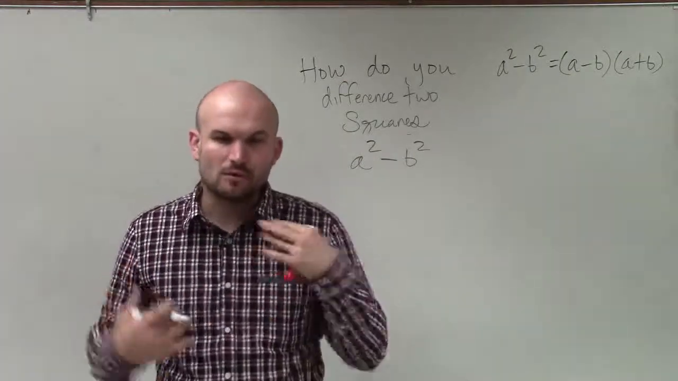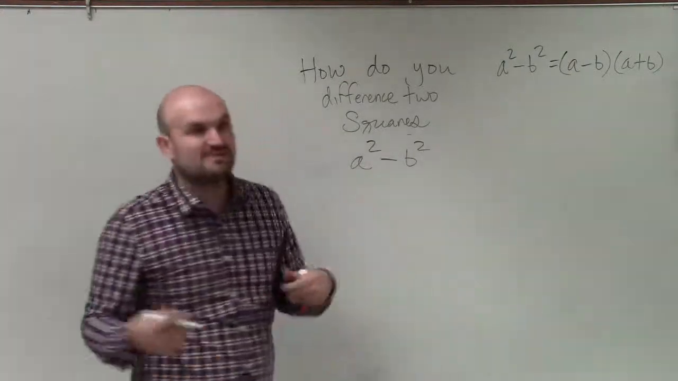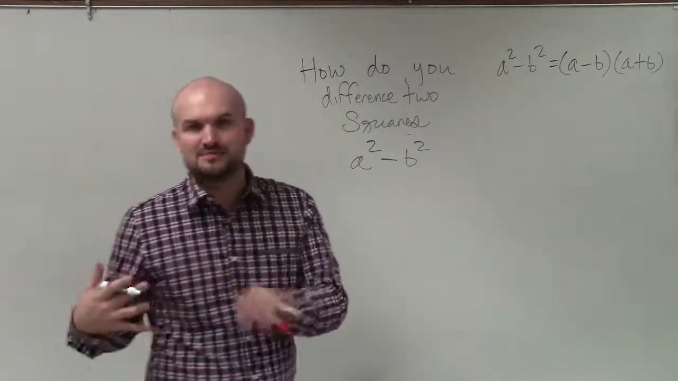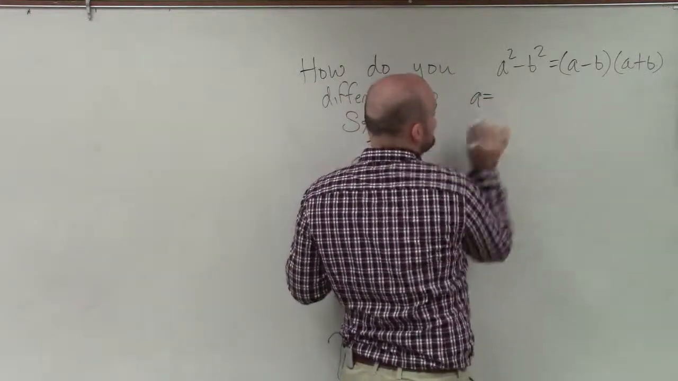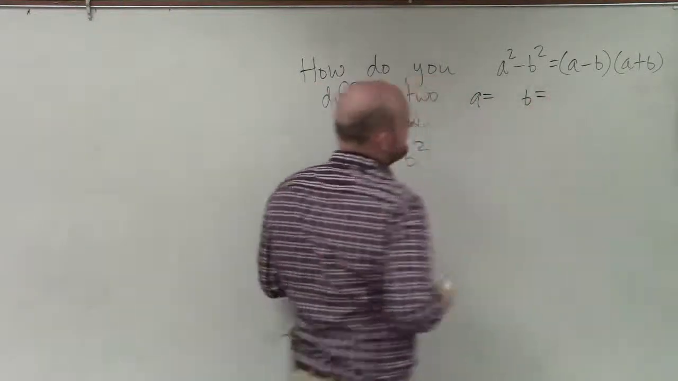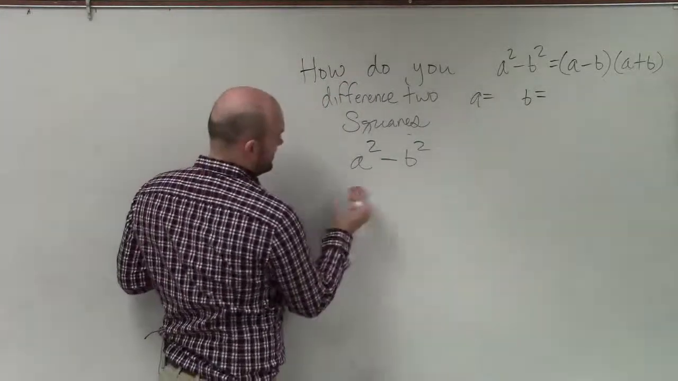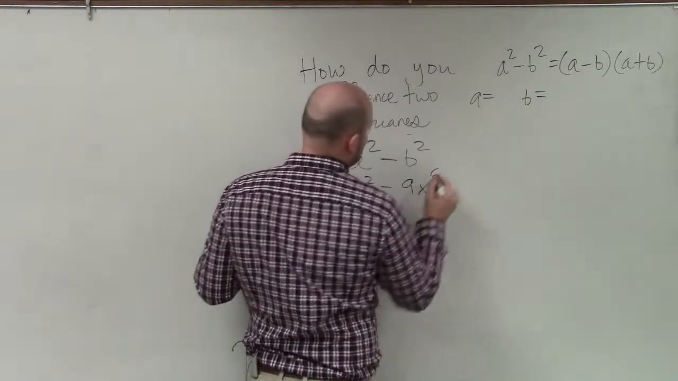However, when we're dealing with polynomials in this course, we're going to deal with terms of a that are a little bit more complicated, and we're not going to just deal with exponents that are 2. So what we're going to want to do is identify what a is and identify the value of b. And there's a little way that we can do that. So let's look at an example, and I'll just make one up. Let's do 4x squared minus 9x to the 6th power.